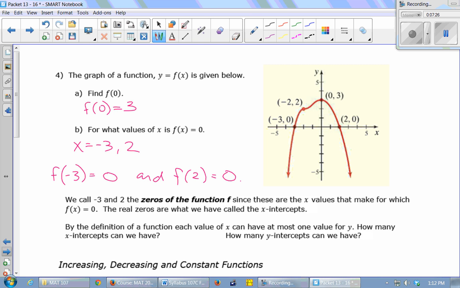The real zeros are what we have called up until today x-intercepts. And starting today, we can use those words interchangeably. X-intercept, zero of a function.